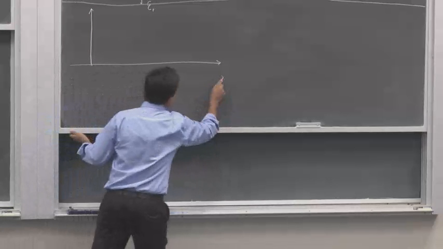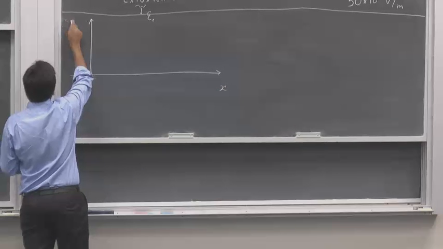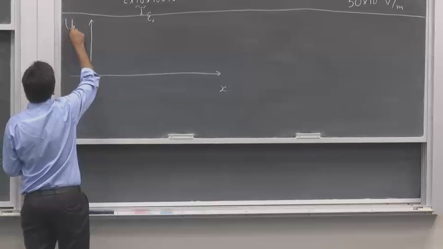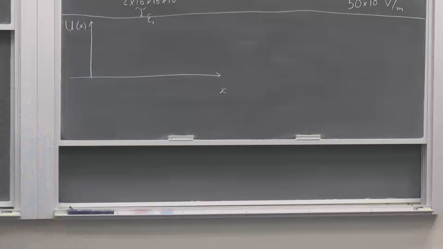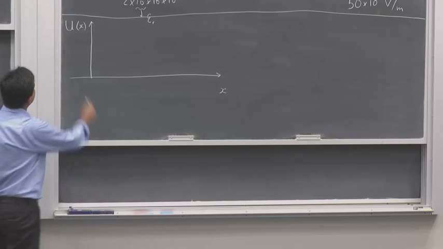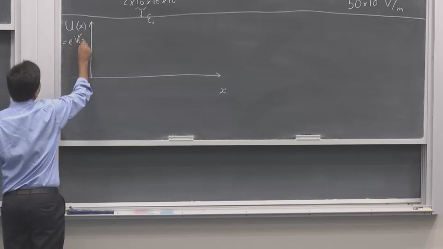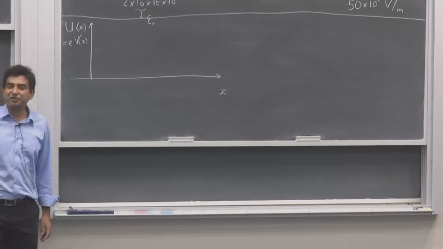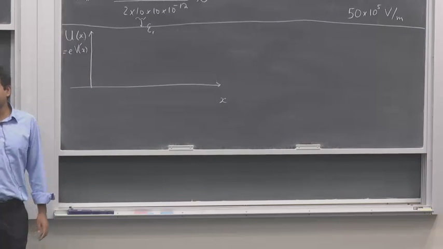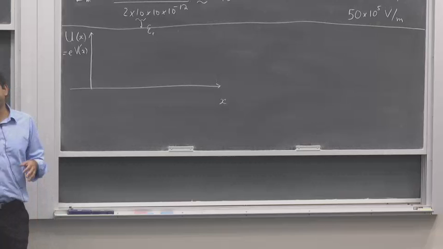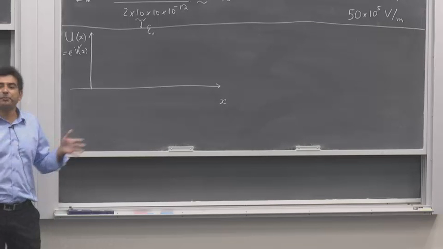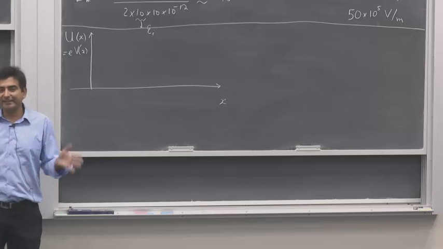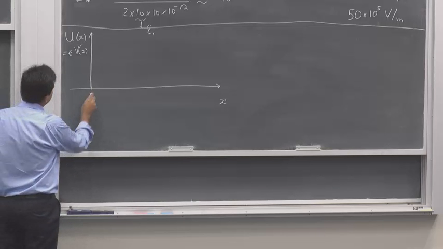This is X, and what I'm going to plot here is the potential energy as a function of X. Now, I've already drawn the potential as a function of X, so the potential energy is simply E times Vx, where E is the charge on a charge carrier, which is an electron or a hole, and conventionally we take our test charges to be positive. So the potential energy profile inside this material would look like this.